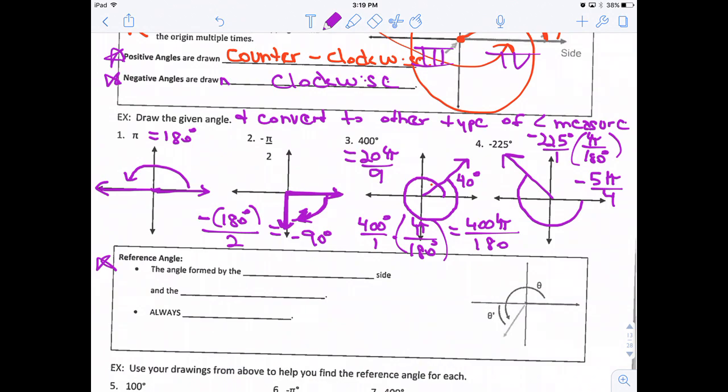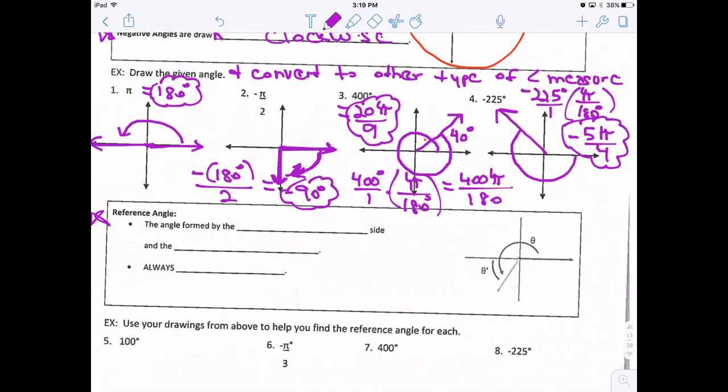I'm going to come back over here and cloud up these answers so that it's kind of clear. So I drew my angles and I wrote my other type of angle in there, and there we go. So that is just a little bit of conversions. Now let's get into the reference angles.